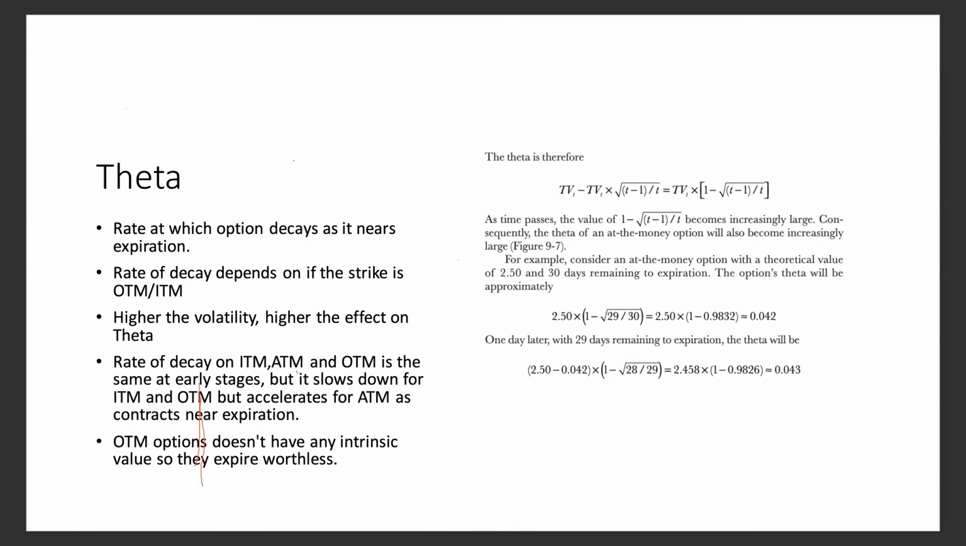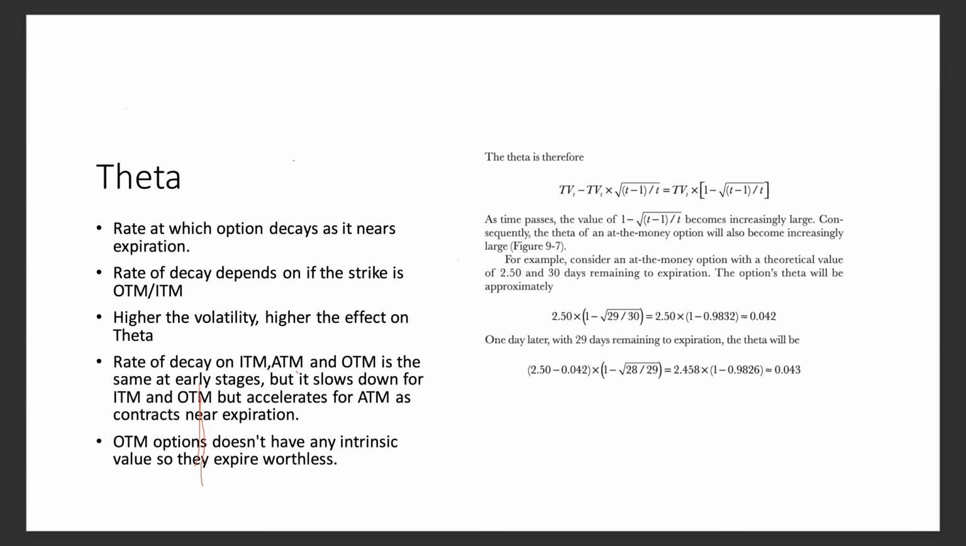And when you look at the in the money options, they don't expire worthless because they always have intrinsic value baked into them. So the rate of decay on out of the money options will be way higher compared to the rate of decay of the in the money options. And the funny thing about theta is that it doesn't matter if you buy in the money or out of the money, they are all going to start decaying at the same rate at the beginning stages.